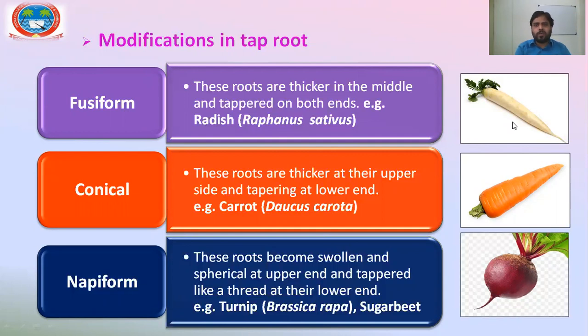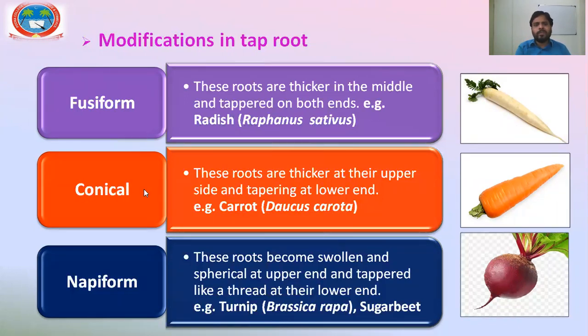Such a form of root is called a fusiform root. The best example is radish, Raphanus sativus. That type of form is called the fusiform type of root.